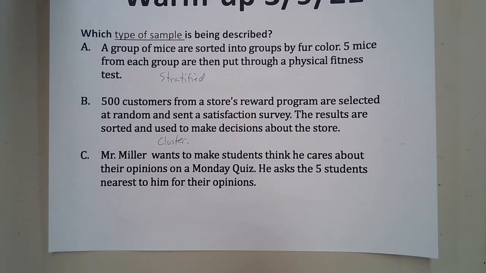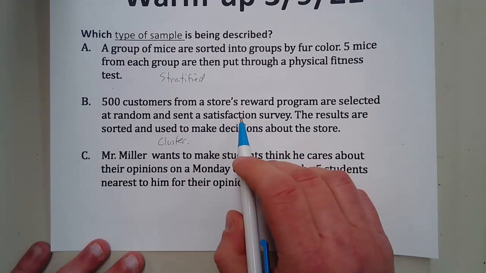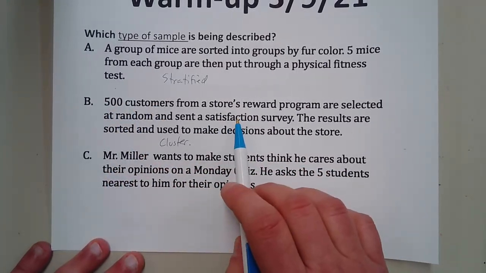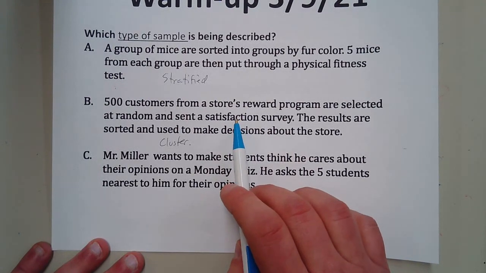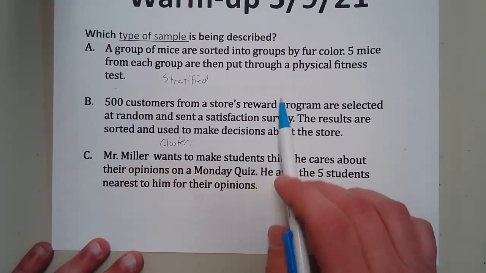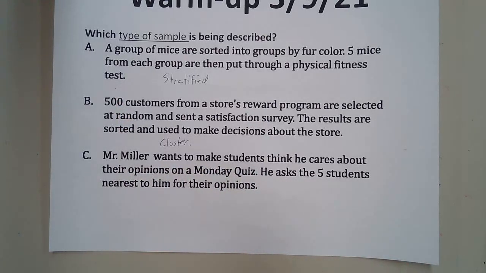You could possibly make the argument that it could be self-selected, but they're choosing the people and sending it out, though the people would have the option to not send it back, I suppose. So you could probably make an argument. But in general here, they just pick 500 out of their people at random. So that'd be kind of just a random draw, or what we'd call a cluster sample for the most part.